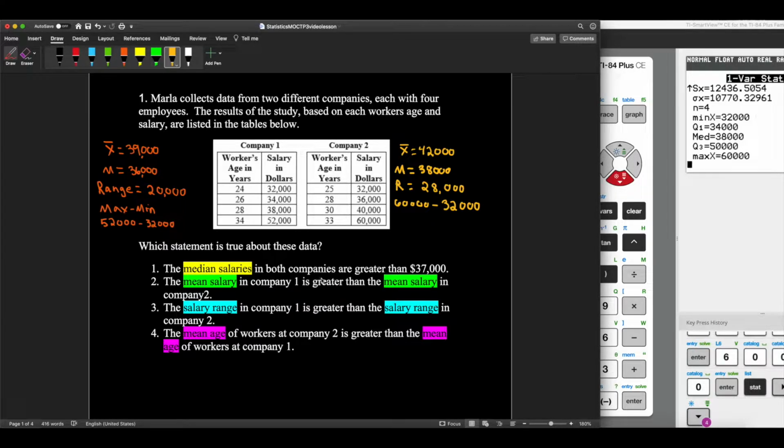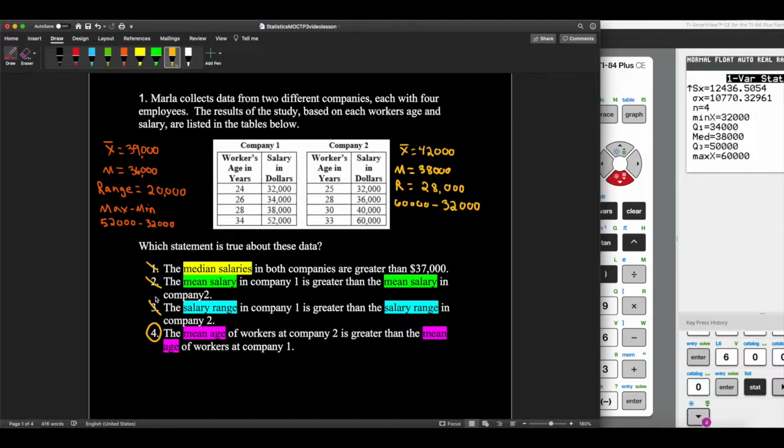Now that we have this information, let's start answering some questions. It says, the median salaries in both companies are greater than 37,000. Well, that's not true. If you look at the median salary of company one, it's 36,000. So that's not true. You get rid of it. It says the mean salary in company one, 39,000, is greater than the mean salary in company two, 42,000. That is also not true. You get rid of it. Choice 3, the salary range in company 1, 20,000, is greater than the range of company 2, 28,000. That is not true. Obviously, process of elimination, and on the Regents you can do this. Our answer is choice 4.